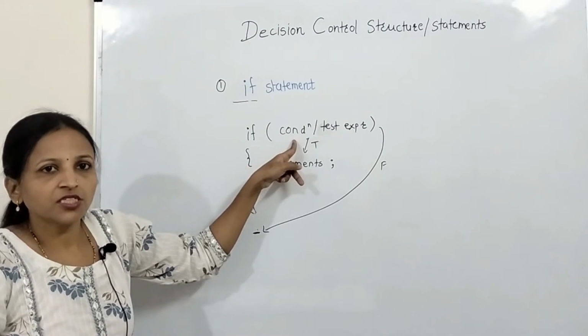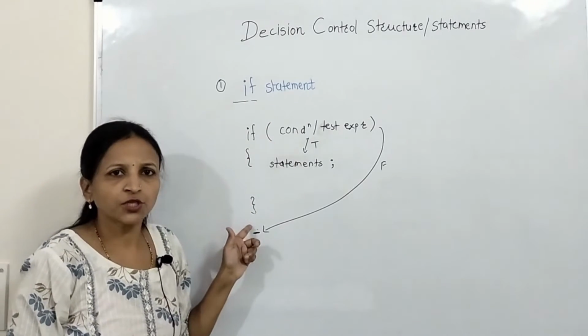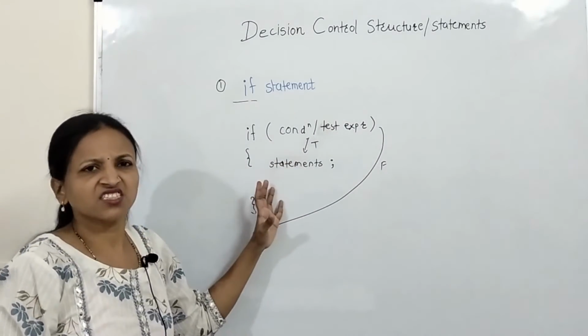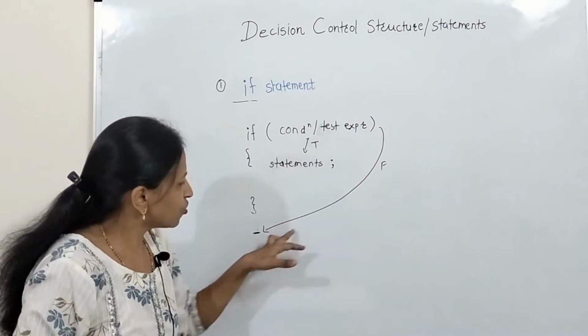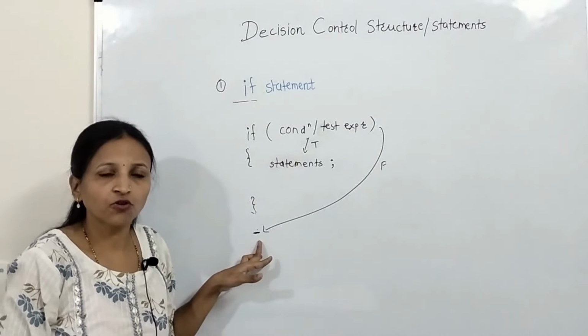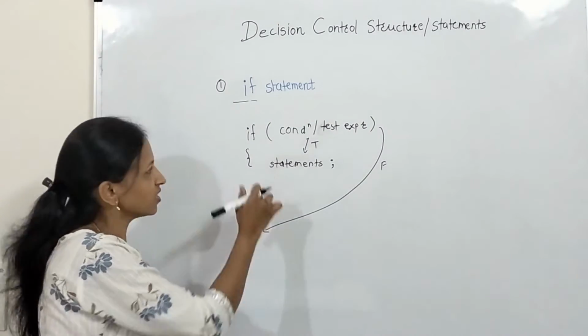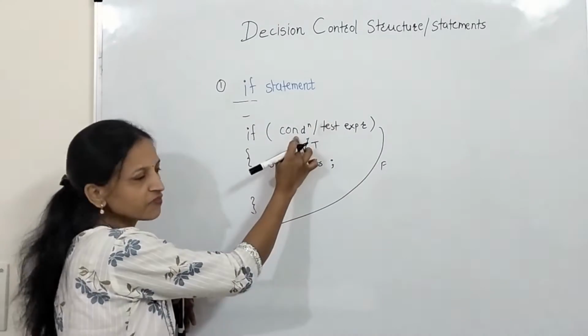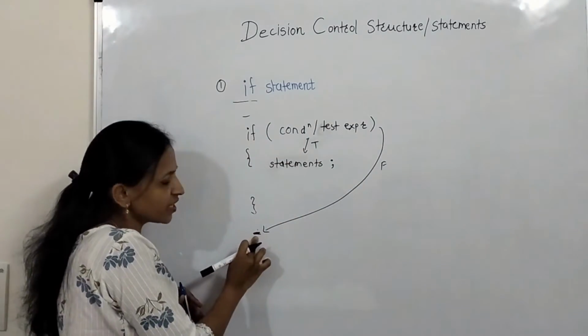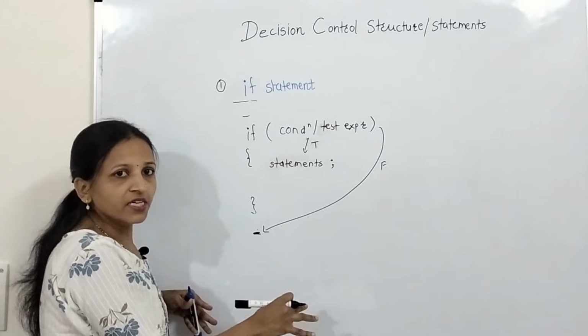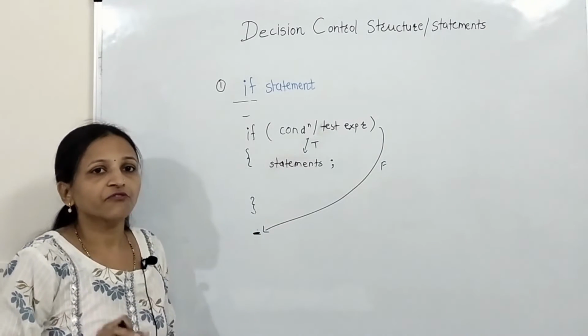If this condition is true, then only this block will get executed. If this condition is false, then this block will not get executed. The control will shift directly to here, meaning execution will start here automatically. After this point, the condition will be checked. If it is false, directly this statement will get executed, whatever statement is written here. This is nothing but the if statement.